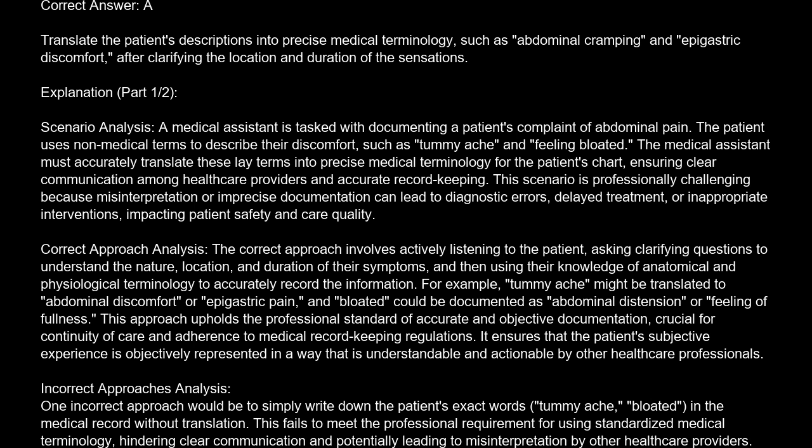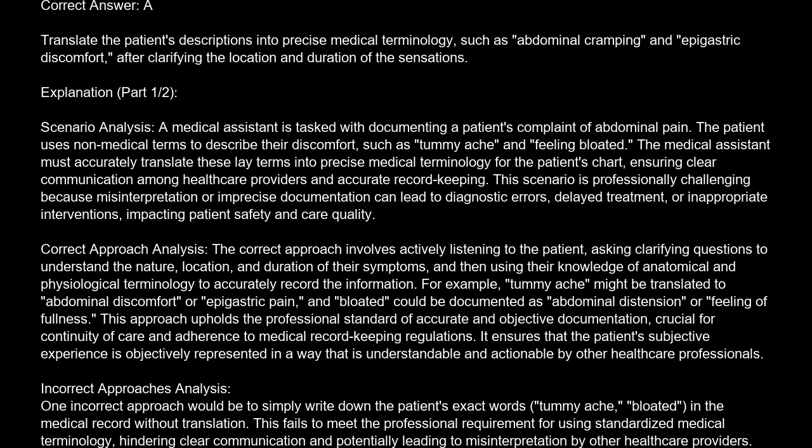This scenario is professionally challenging because misinterpretation or imprecise documentation can lead to diagnostic errors, delayed treatment, or inappropriate interventions, impacting patient safety and care quality. Correct approach analysis. The correct approach involves actively listening to the patient, asking clarifying questions to understand the nature, location, and duration of their symptoms, and then using their knowledge of anatomical and physiological terminology to accurately record the information. For example, tummy ache might be translated to abdominal discomfort or epigastric pain, and bloated could be documented as abdominal distension or feeling of fullness.